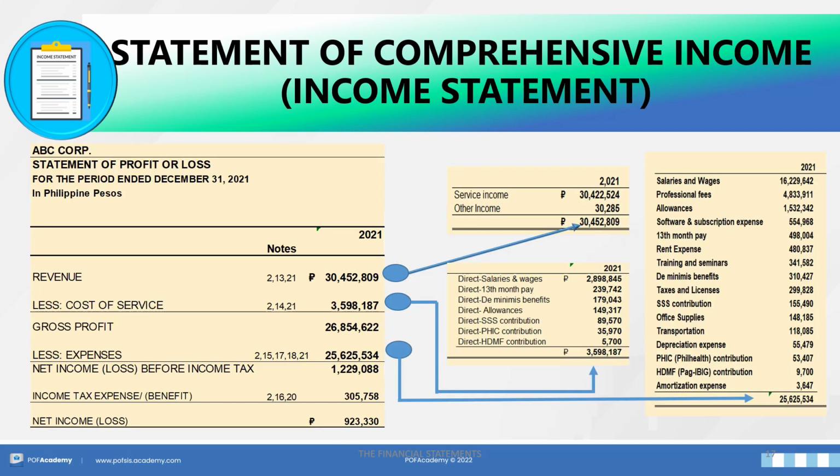Next, on our sample illustration here of statement of comprehensive income, we have here our revenue. Since, as I said earlier, ABC Corp is a seller of services, it has a service income and then other income which is from bank interest income. Next, we have a direct expense, which I already explained earlier. It is a cost directly attributed. We will deduct it from the revenue as well as the operating expenses. If there is computed tax expense, we will also deduct it to arrive at the net income of 923,330 pesos.